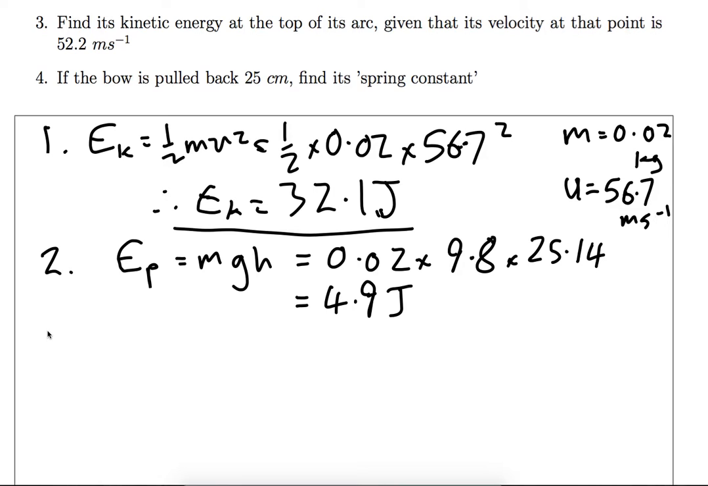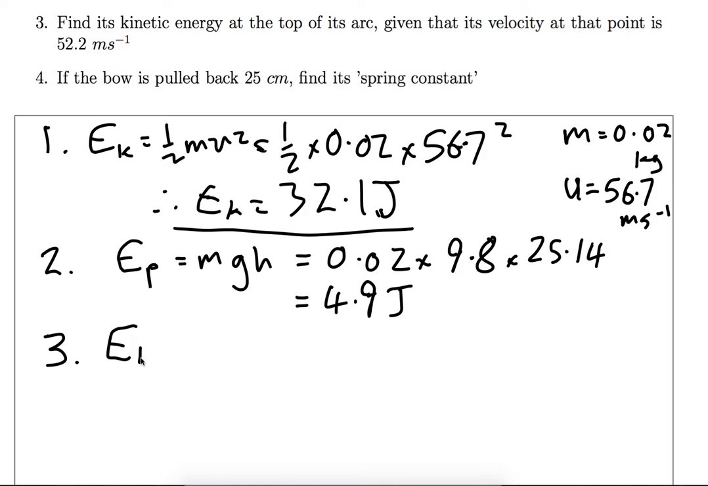Okay, so kinetic energy at the top of its arc. Now, we know that the horizontal velocity, and this is actually harking back to the projectile motion, started out as 52.2 meters per second and stayed the same the whole time. So that means the horizontal velocity will still be 52.2 meters per second at the top of the motion. So we can work out the kinetic energy now.